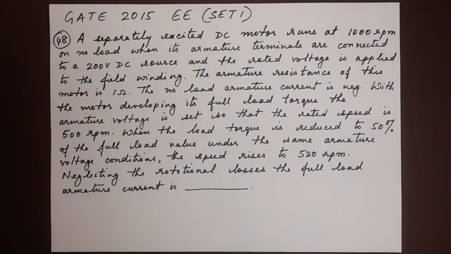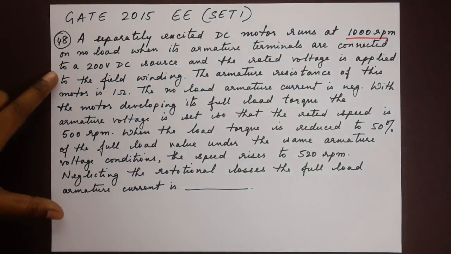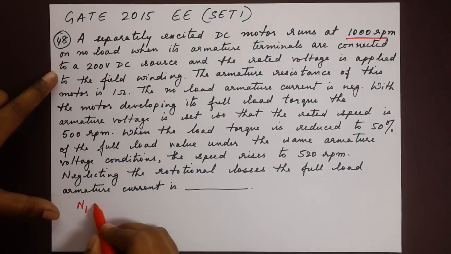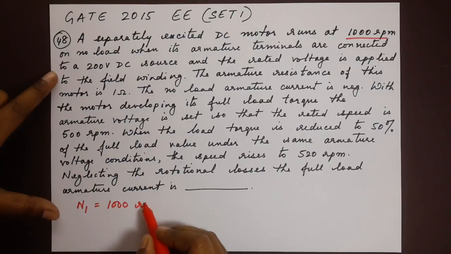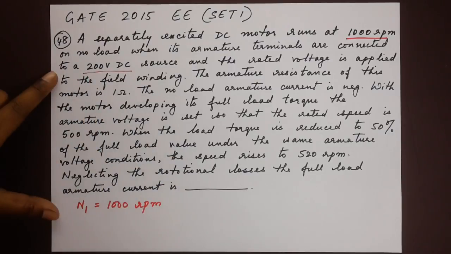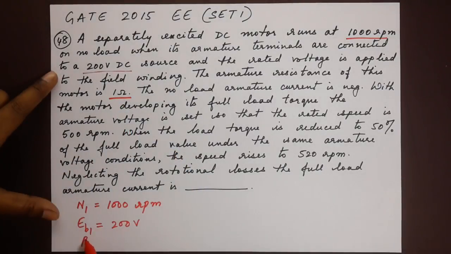So let's begin with writing down what's given to us. We start with the speed given as 1000 rpm. Let's call that N1. This is our rated speed, 1000 rpm. Then we have the no load back EMF, we'll call that EB1, 200 volts. And we also have the armature resistance to be 1 ohm, so that's RA, 1 ohm.